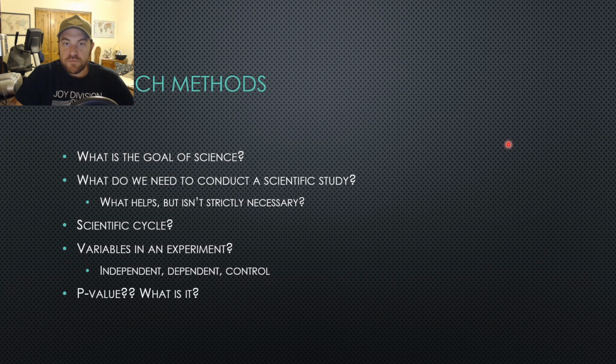So what is the goal of science? To find truth. That's the only goal of science, right? That's all we're looking for. We want to know, is there a link between something? Is there a difference between something? Does this drug or this intervention, does this treatment do something? And we want to know if it does or doesn't. So we as scientists are always looking for the truth, right?